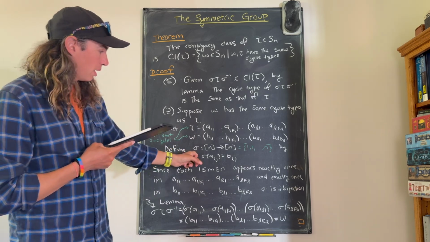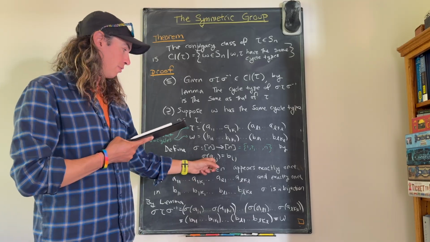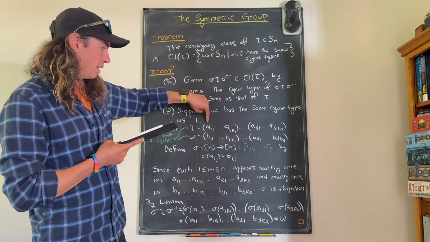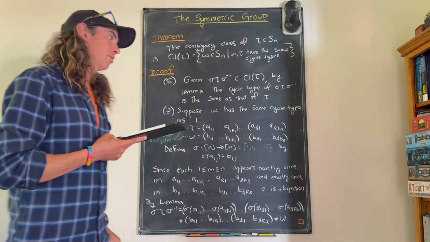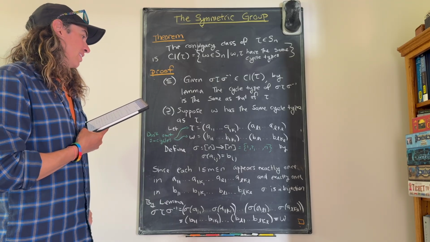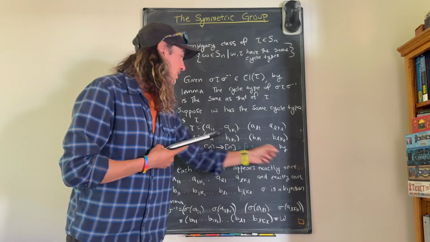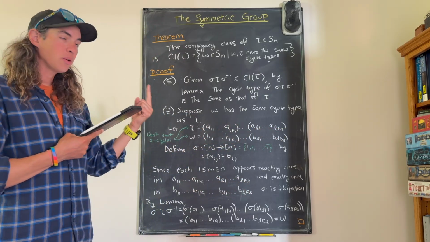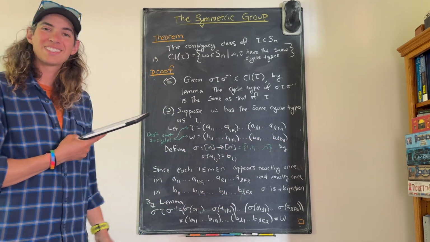Okay, so let's define sigma from the set of numbers 1 through n to the set of numbers 1 through n by sigma of a_ij equals b_ij. All I'm saying is, where does sigma send this number? It sends it to that number. Where does sigma send this number? To that number, and just down the line. So since each number between 1 and n appears exactly once on this list, the list of all the a's, it appears exactly once on that list, and it also appears exactly once on the bottom list, the b list.